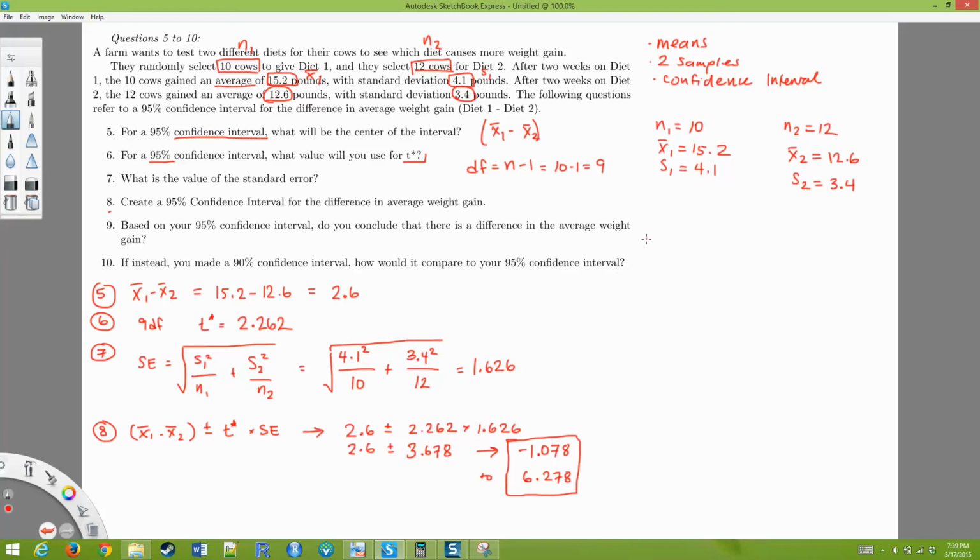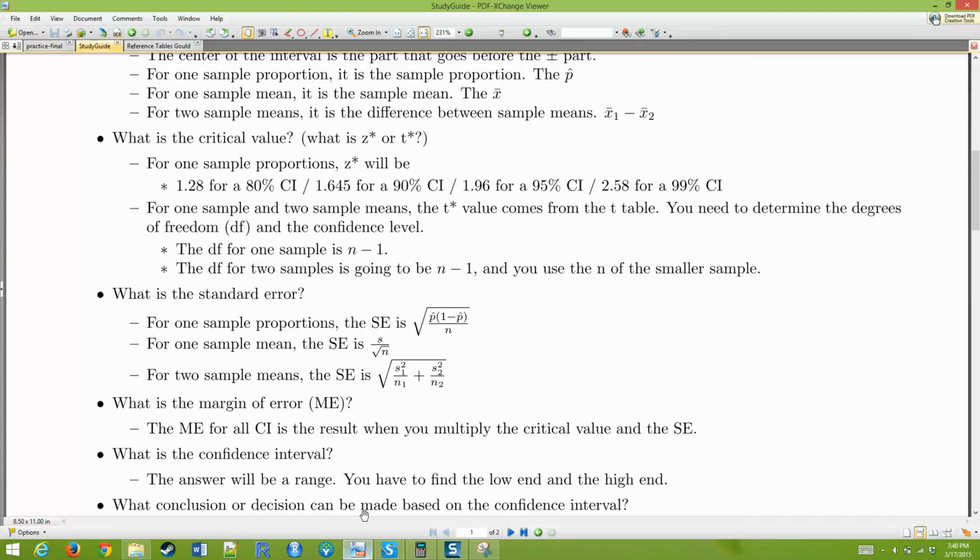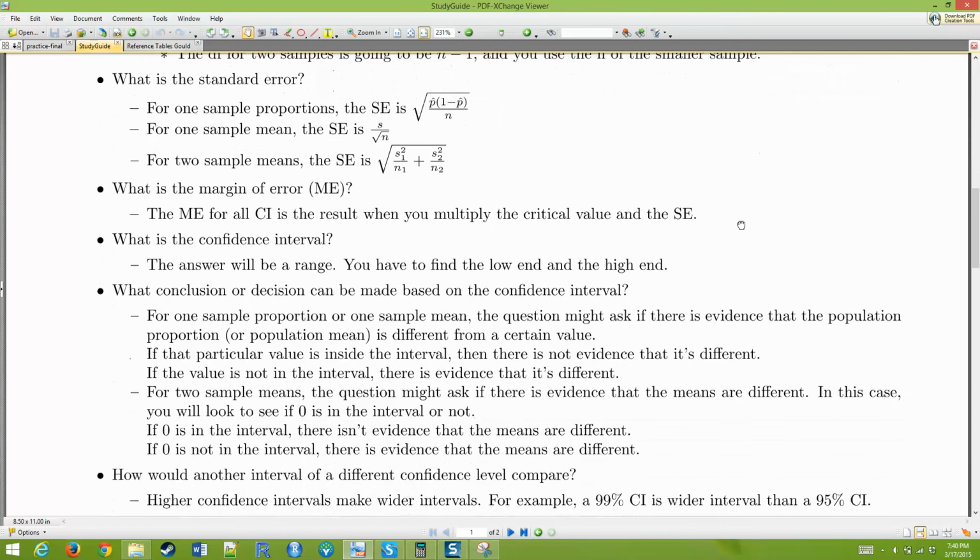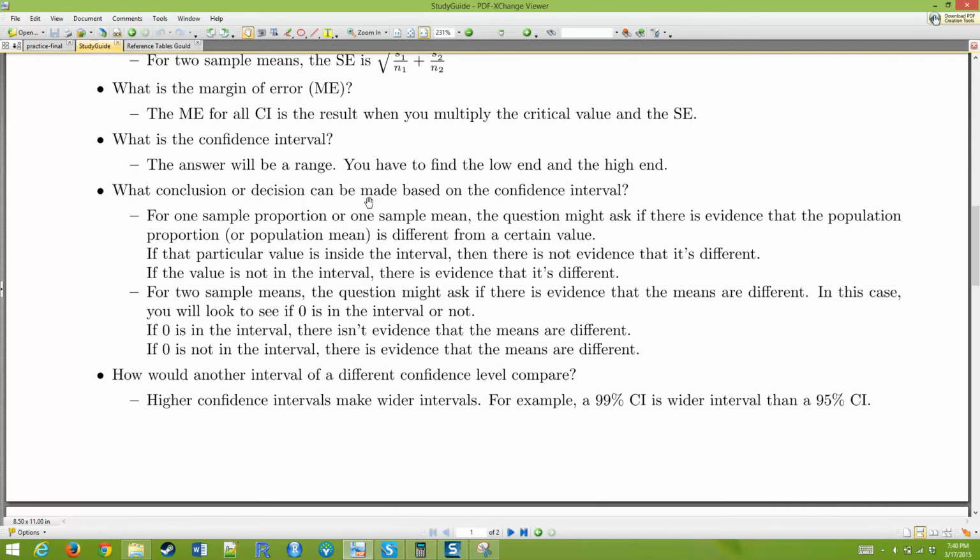All right, so let's look at number 9. Based on your 95% confidence interval, do you conclude that there is a difference in the average weight gain? So how do we answer this question? Well, again, if you're not sure, you can always go to the study guide. It says, what conclusion or decision can be made on the confidence interval? It says, for two sample means, the question might ask if there's evidence that the means are different. In this case, you will look to see if 0 is in the interval or not.